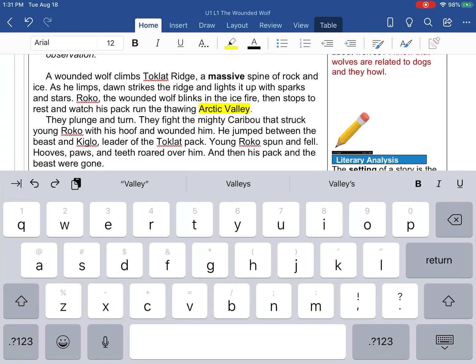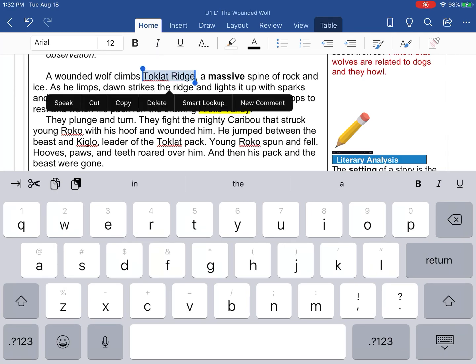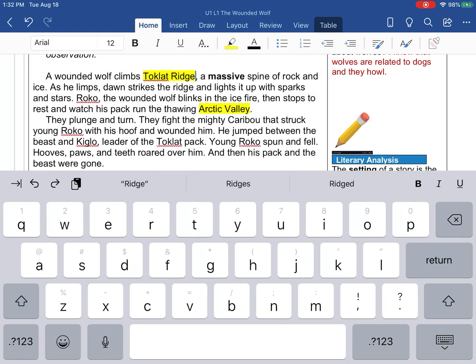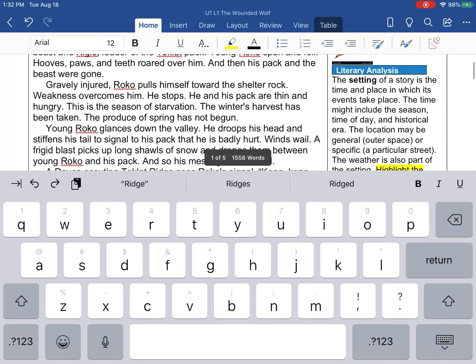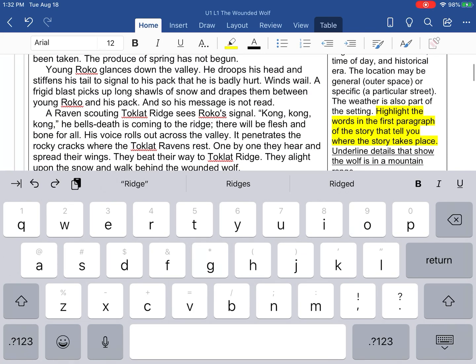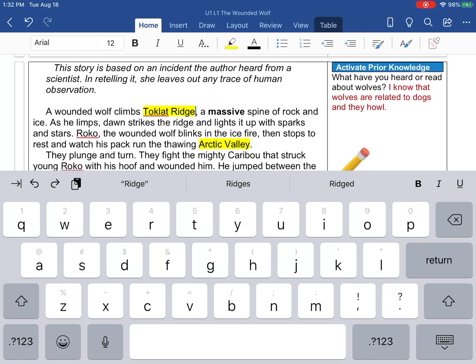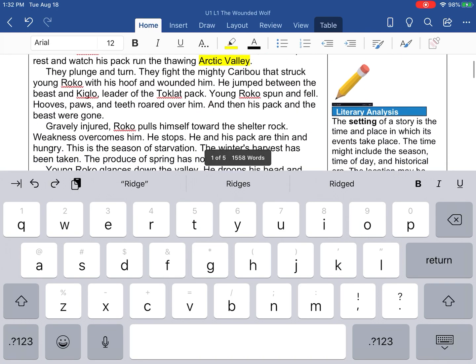Let's try to keep with yellow. That way Mrs. Mel doesn't get confused if somebody's using purple and somebody's using yellow and somebody's using green. It just makes it easier for me when I go through to grade these. Also, Toklat Ridge is a place, a location. You could also have that highlighted. Anything that would be related to location here. So that's highlighted as well. So there, we have highlighted the words in the first paragraph that show us that the Arctic Valley on Toklat Ridge is where this is occurring.